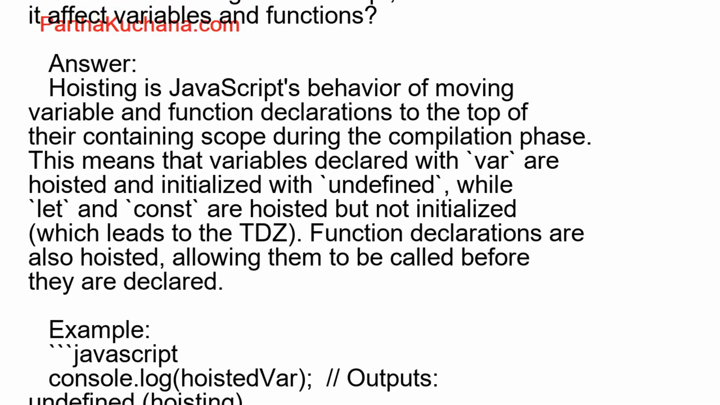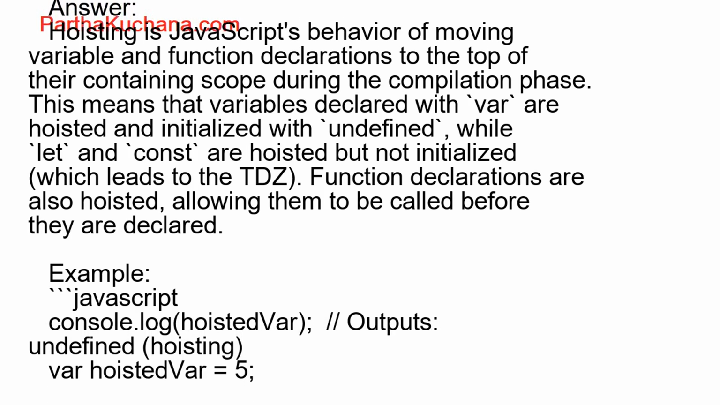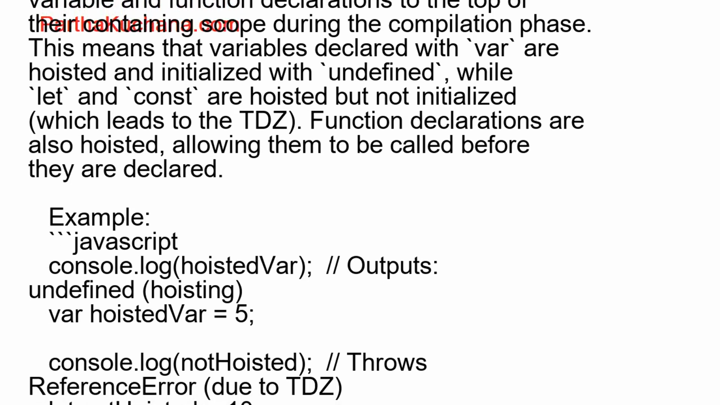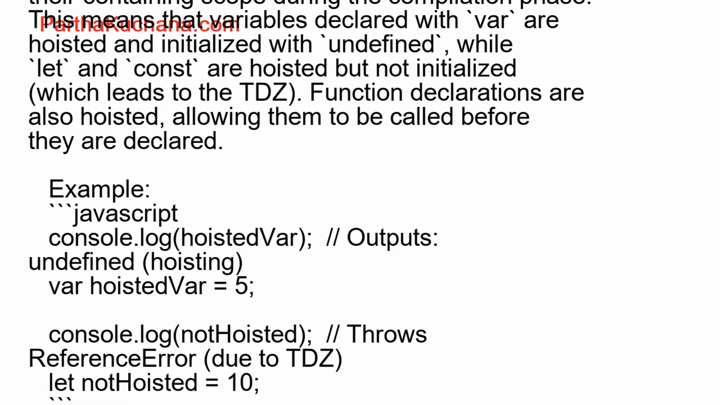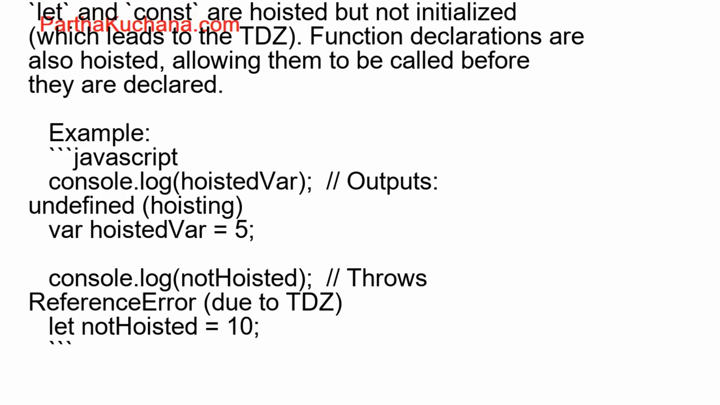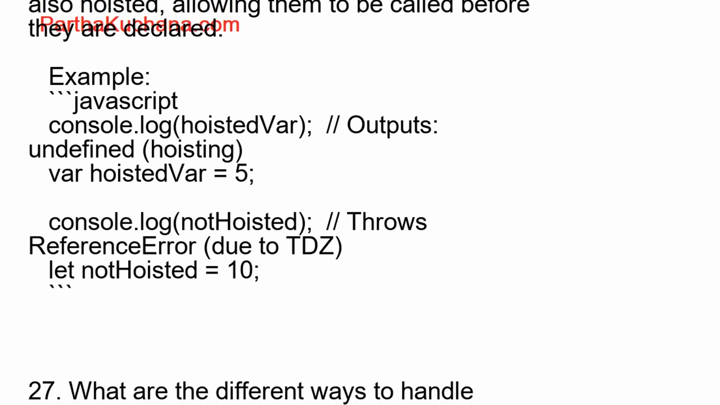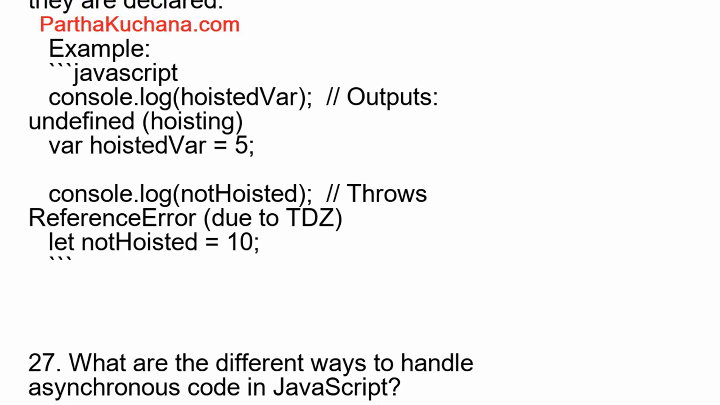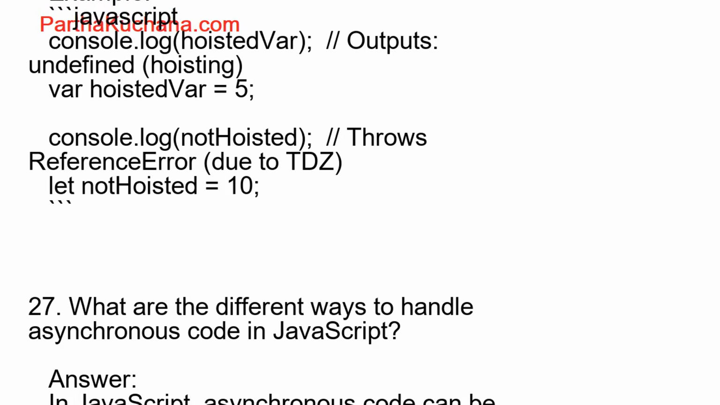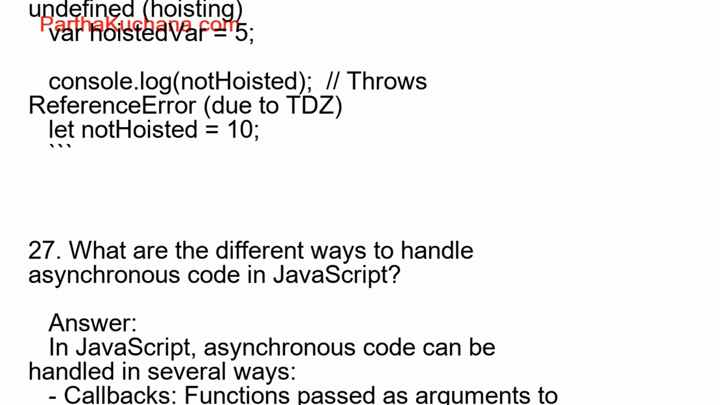Example: JavaScript. const myPromise equals new Promise, resolve, reject equals. const success equals true. // simulate success or failure. If success, resolve operation succeeded. Else, reject operation failed. myPromise.then result equals console.log result // outputs operation succeeded. .catch error equals console.error error.